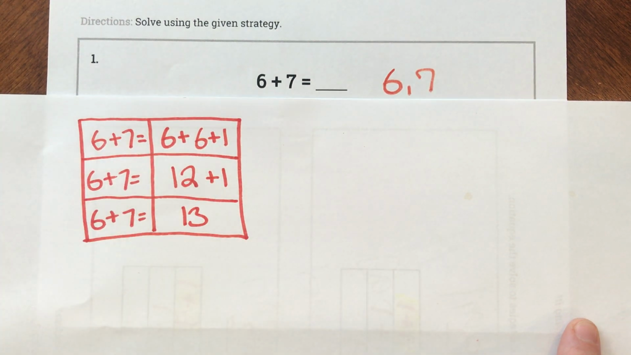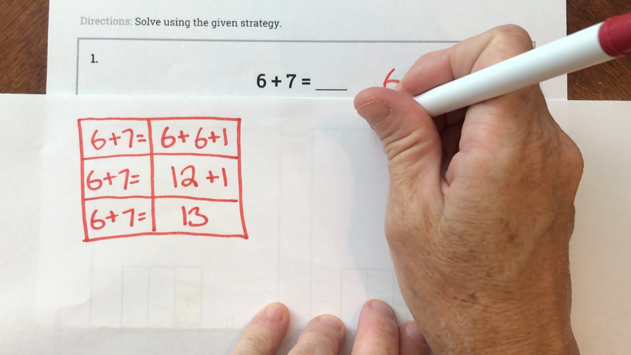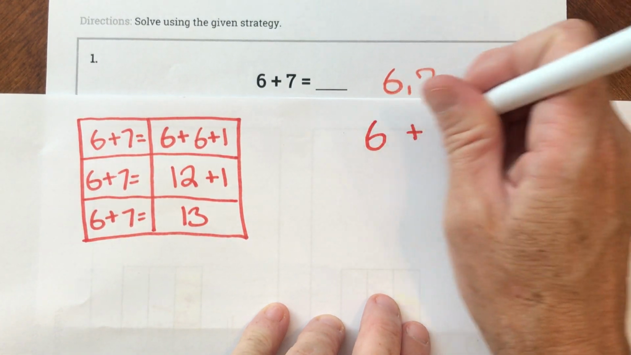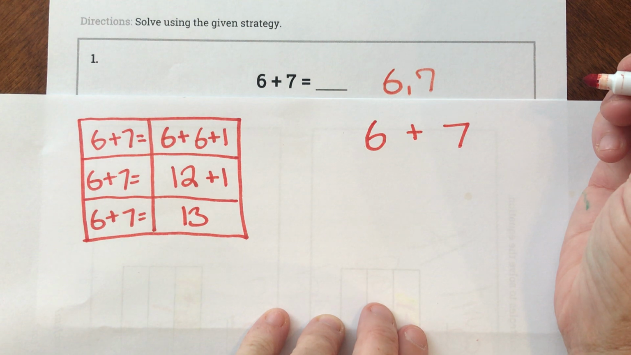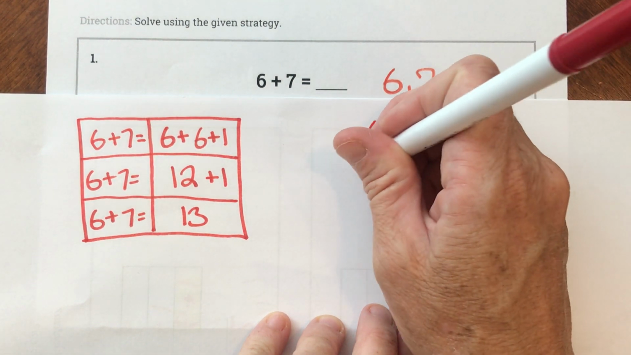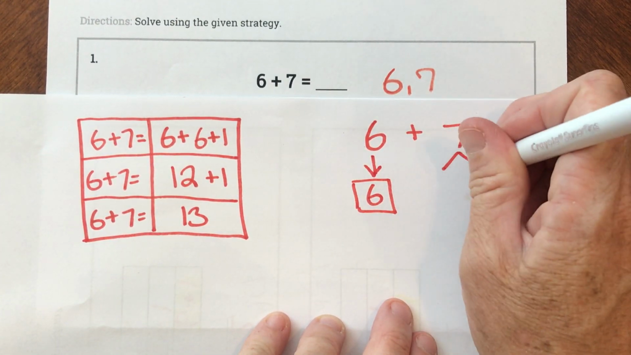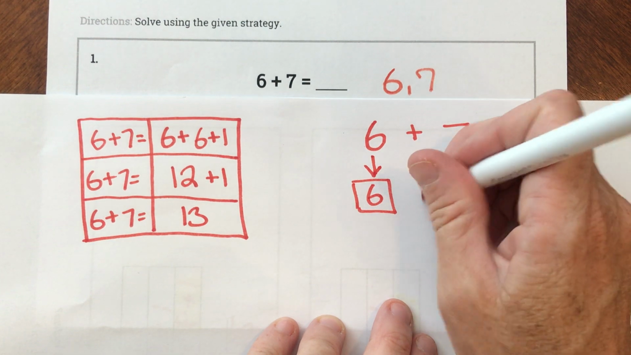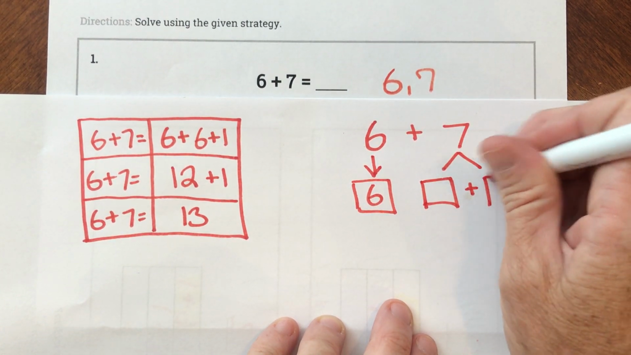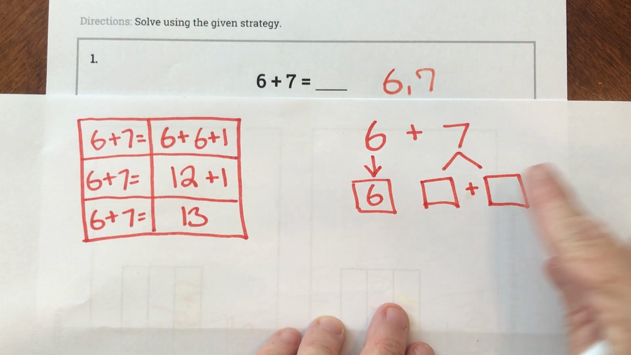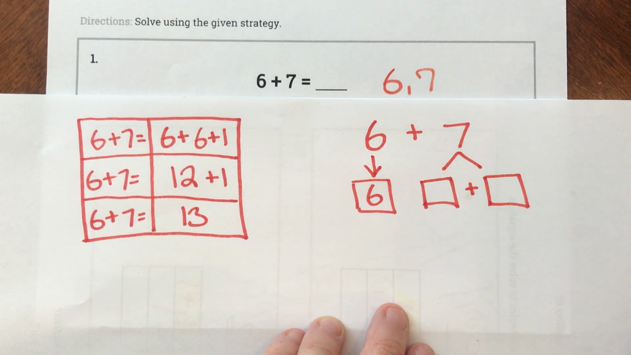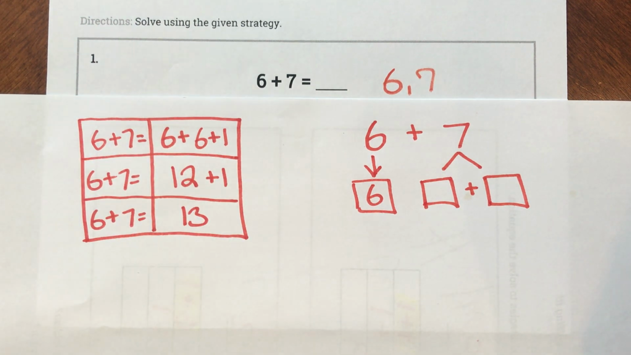I could have also tried the make a 10 diagram that they showed me in my vocabulary. So I could have said 6 plus 7, and I have a 6 here. And then what I would want to do with my 7 is I would want to break it up into, I want to give enough to 6 to make 10. Because remember, when we use this make a 10 diagram, we want to add enough to make 10.